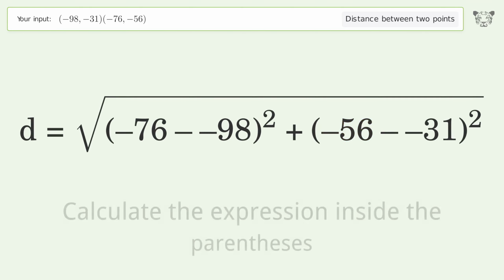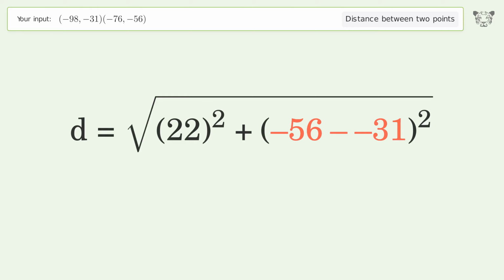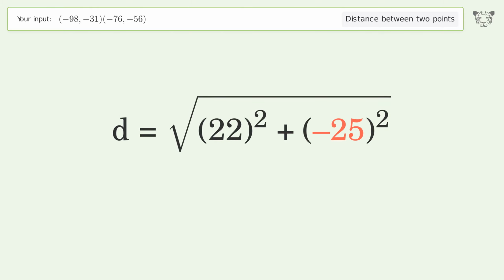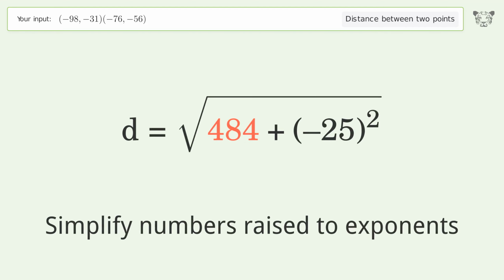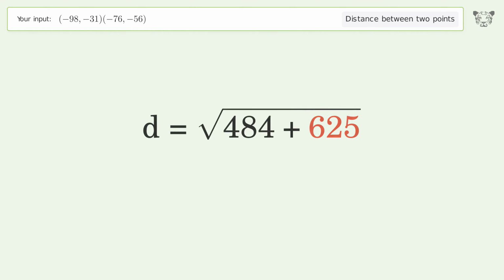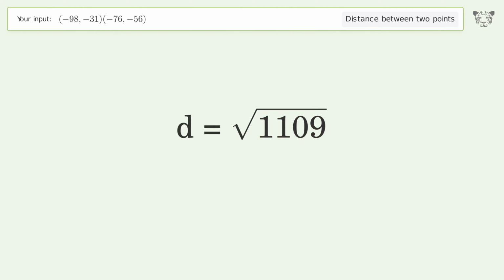Calculate the expression inside the parentheses. Simplify numbers raised to exponents. Simplify the arithmetic. And so the distance between the 2 points is the square root of 1,109, or 33.302.